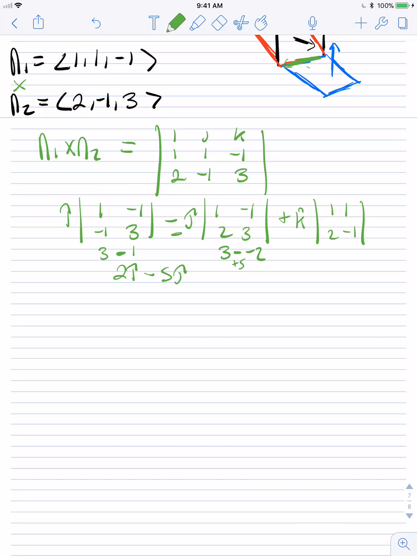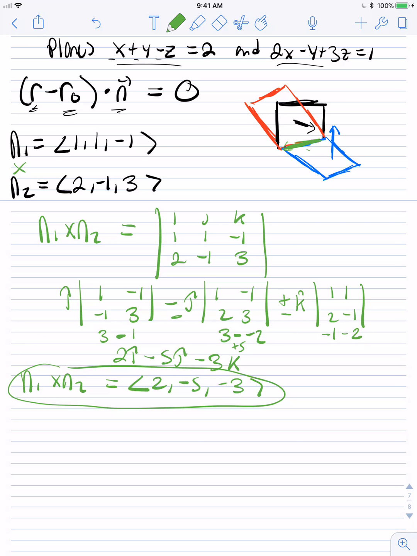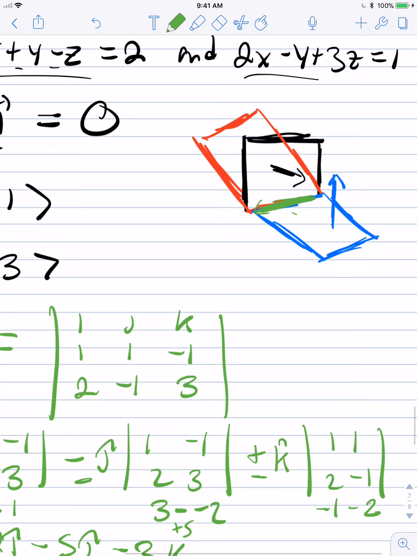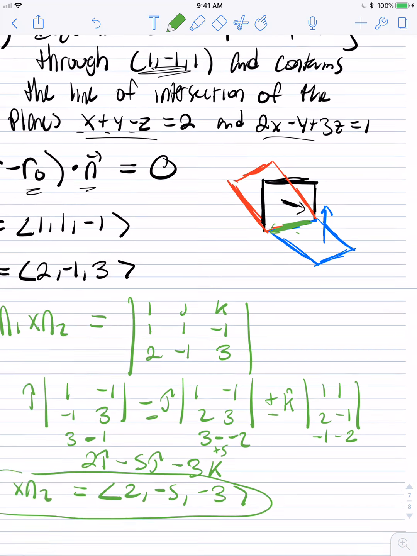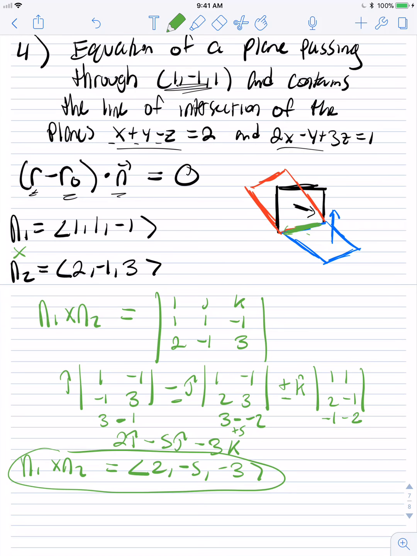And then for the k, we got -1 times 1, which is -1, and 2 times 1, which is 2. Subtracting them, we get -3. And this is positive, so it stays -3k hat. So our n1 cross n2 would be (2, -5, -3). So this is a vector that is parallel to this green line. But our equation says that we need a normal vector, which is perpendicular to the plane, not parallel. So how do we go ahead and find that out?